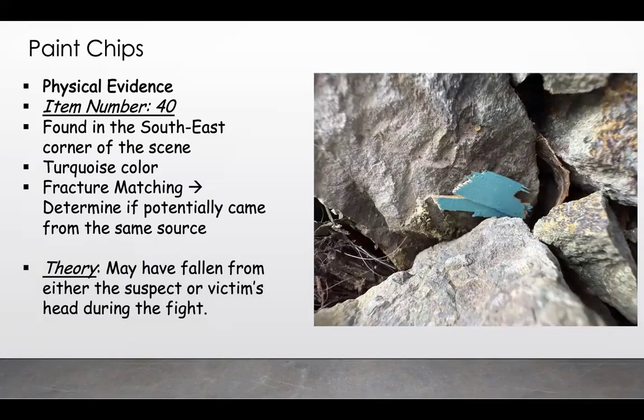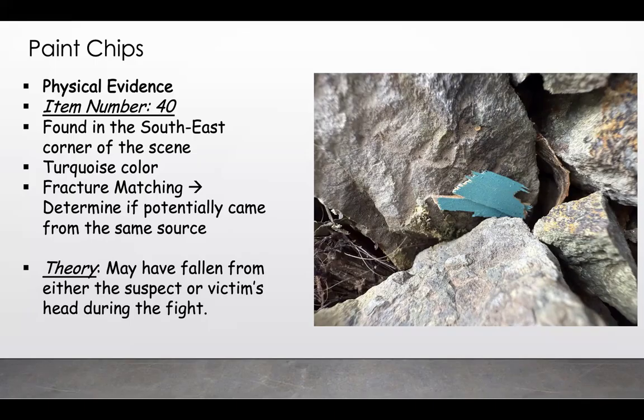So next, we're going to look at some paint chips. They were another example of physical evidence. They were found in the southeast corner of the scene. As you can tell from the photo, they were turquoise. There were two small paint chips. You can do fracture matching to determine if the two paint chips came from the same source, as well as individualize them because of the ragged and broken edges on the two sides.